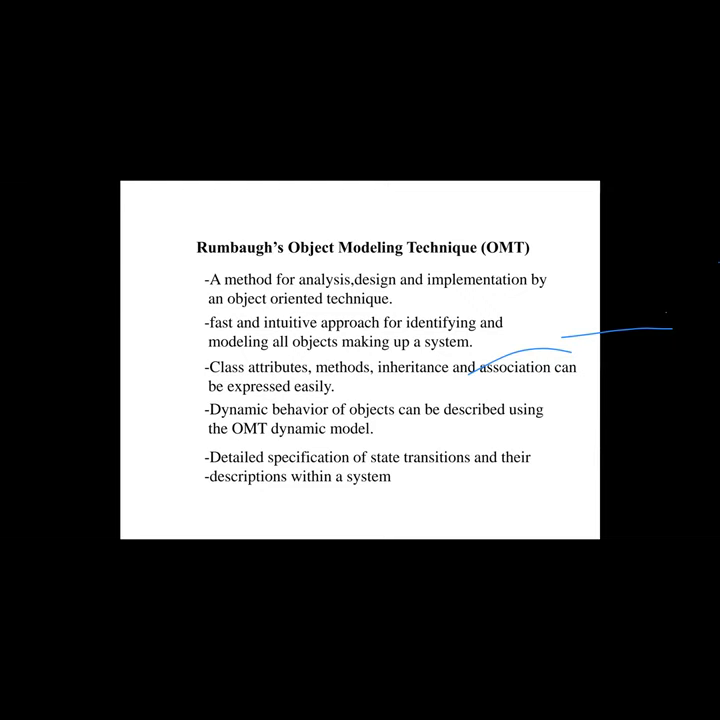He proposed a detailed specification of state transitions and descriptions within a system. By using his modeling concepts, we can easily identify the state of a process. Take the example of ATM transaction processing: when a credit process is done, what transactions are happening? What is the state of balance, credit, debit, and other attributes? Like that, the state of any ongoing process can be easily represented using state transition diagrams and event-based diagrams like sequence diagrams and use case diagrams.